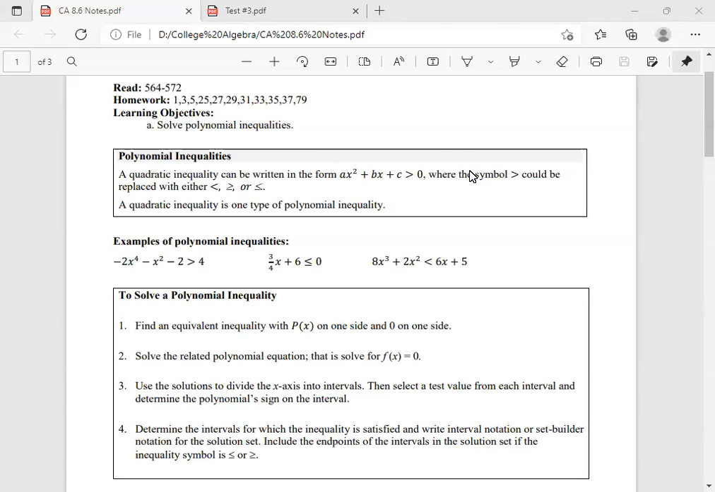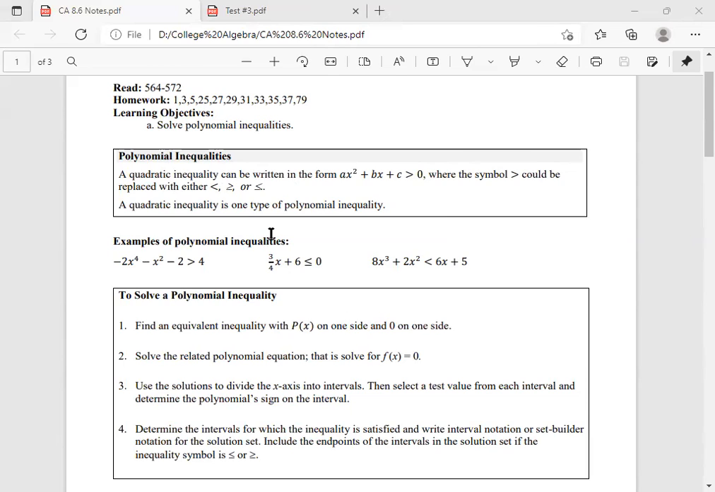Okay, so 8.6, we're basically talking about what you would do to graph and look at the solutions for polynomial inequalities. And so we kind of talked about what polynomial inequalities are before. First thing is an inequality is just something that has a greater than or less than sign in it, right?